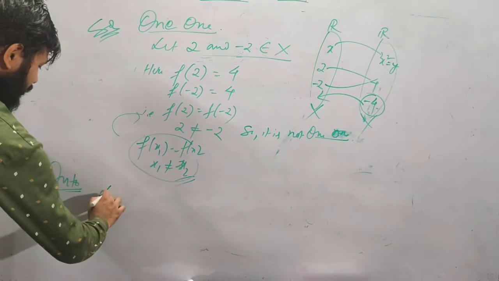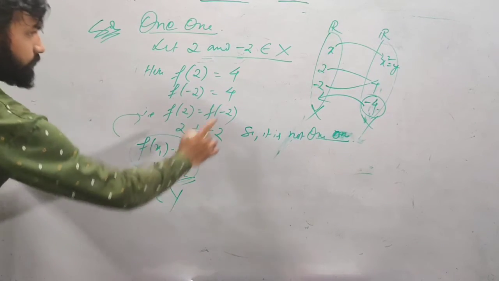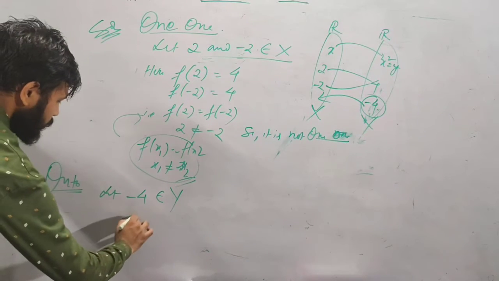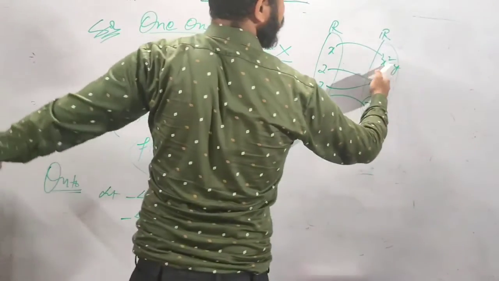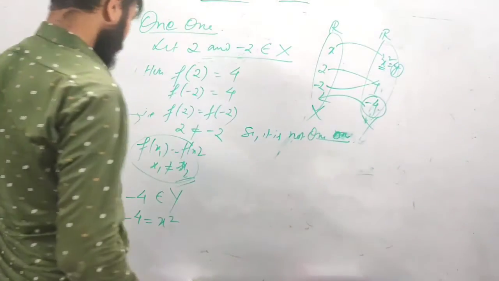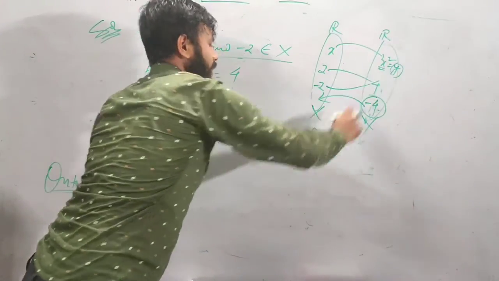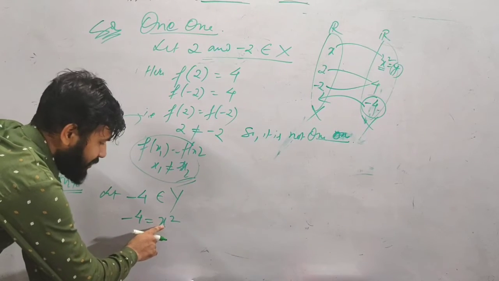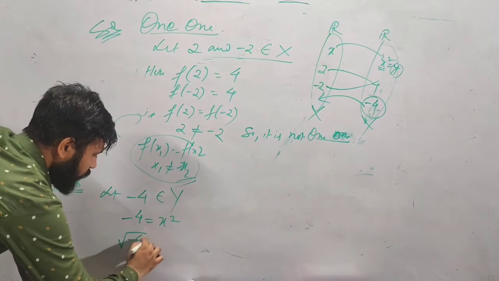So let us consider minus 4 belongs to the set of codomain. Okay, that means minus 4 will be equal to some x square, because we know that y is equal to x square. That means for being onto, for every y there should be some x. So y means x square. That means minus 4 is some image I'm considering. If I transfer the square to this side, what will become? Root of minus 4 is equal to x.